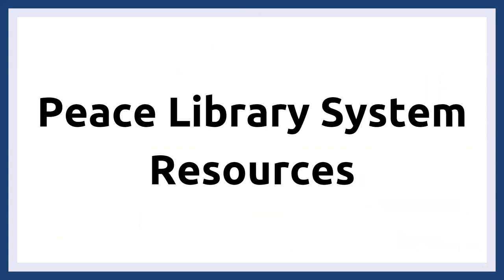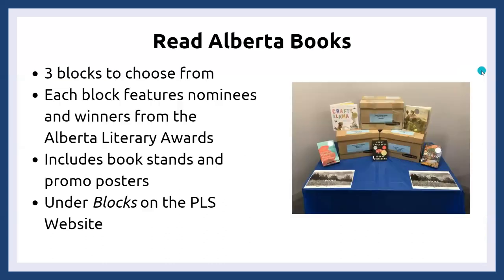So this would be something to check out as well. All right, so we're in the last portion of the webinar. We're going to go over the resources that are available through Peace Library System. And the first one is the Read Alberta books, the traveling displays that we have. So we have three blocks of Read Alberta books, and each block features nominees and winners from the Alberta Literary Awards. So each block would be like a different year of those awards. Within each block, we also have some posters and book stands.